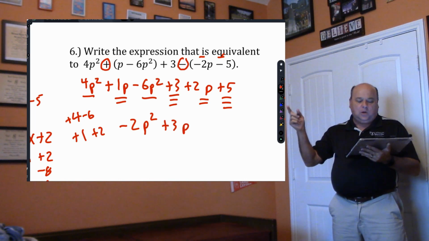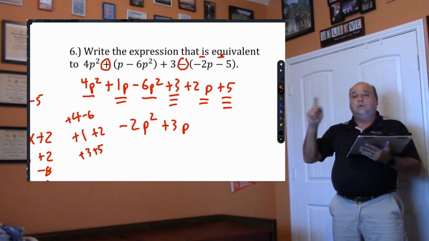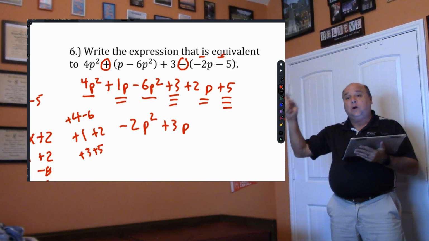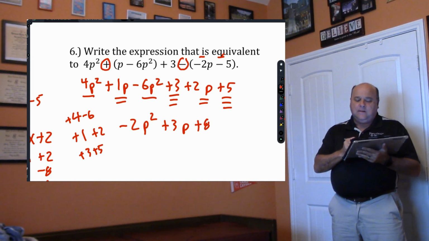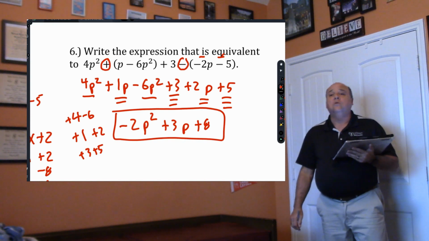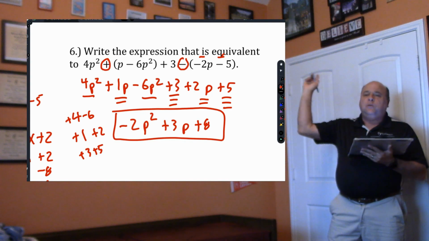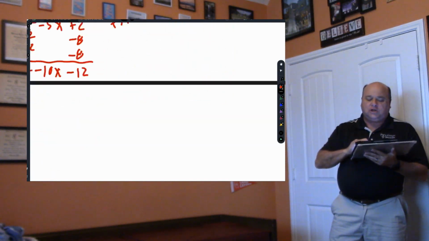And then the triple underlines are plus 3 and plus 5. So 3 plus 5, you should be able to do that in your brain. 3 plus 5 is a plus 8. This right here would be the answer. F-U-N, fun, fun, fun.